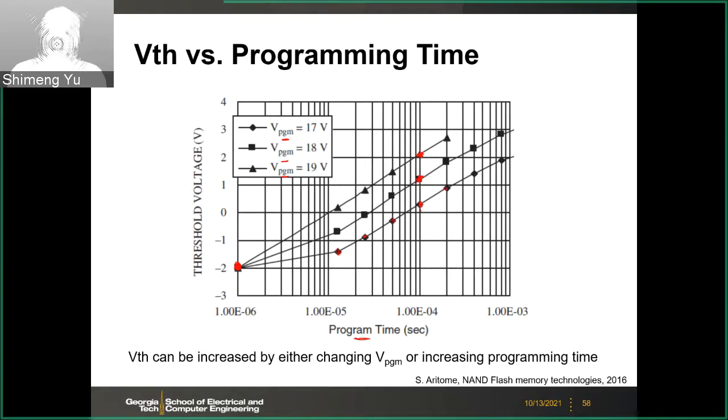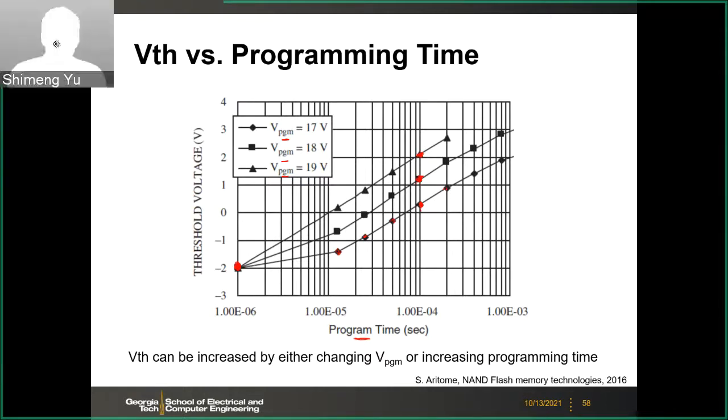And let me ask the question. Why would the VTH increase with more programming time or larger programming voltage? What physically determines the VTH? Any idea? What is the physics behind this behavior?